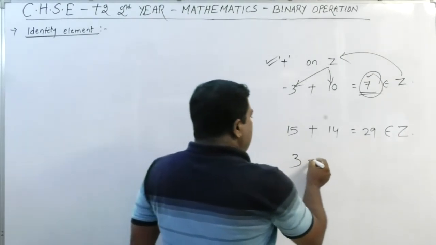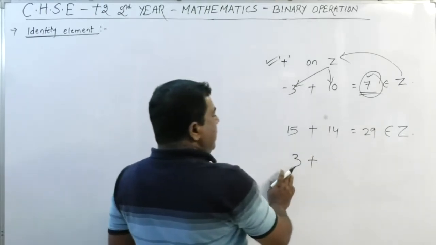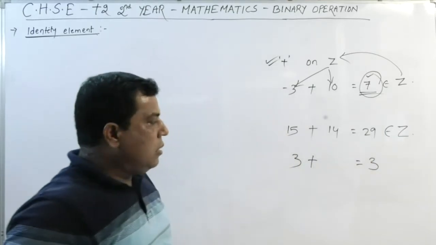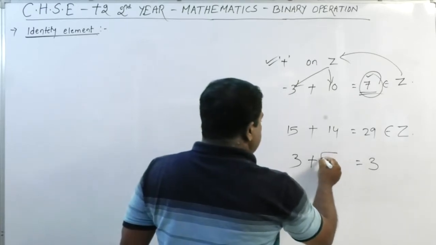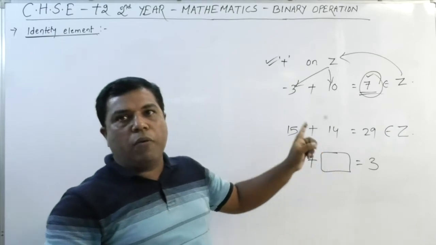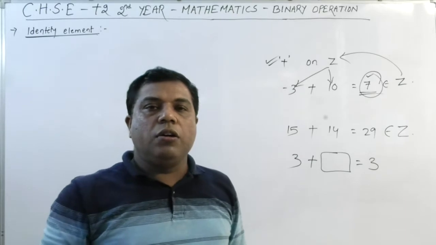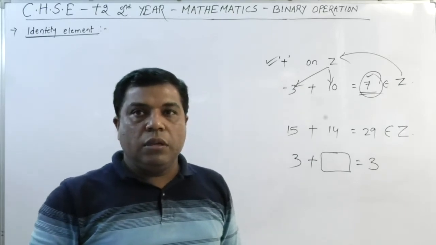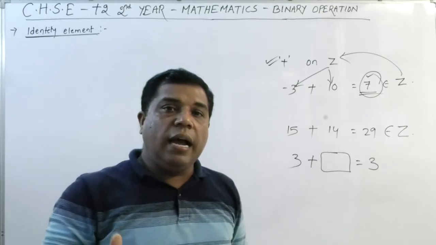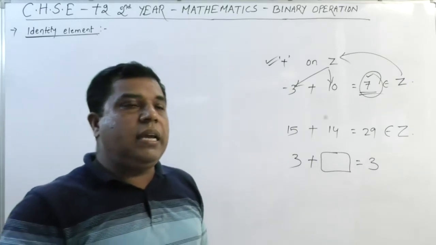Now, is there an element which can operate with 3 but does not alter the value of 3? Is there an element which can sum up with 3, which can add with 3, but the result does not change? If such an element exists, that is called the identity element.